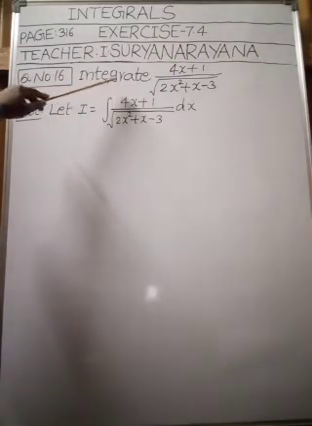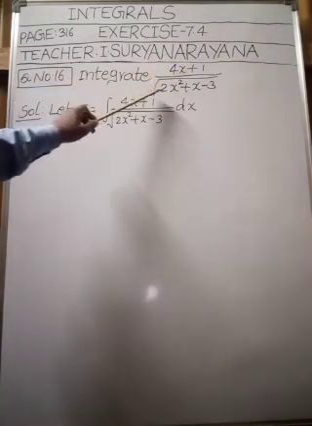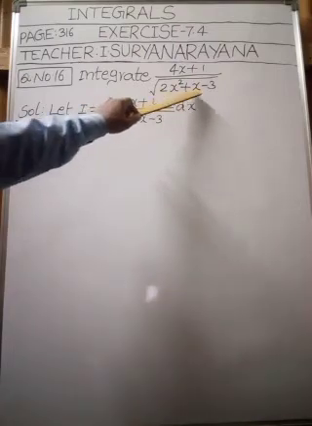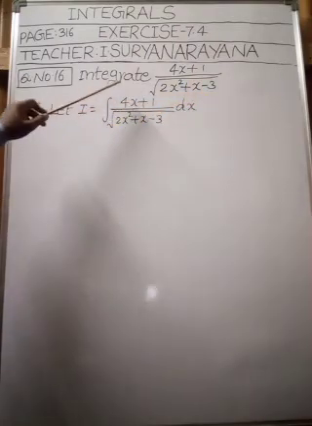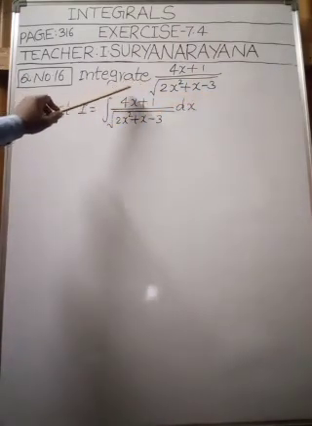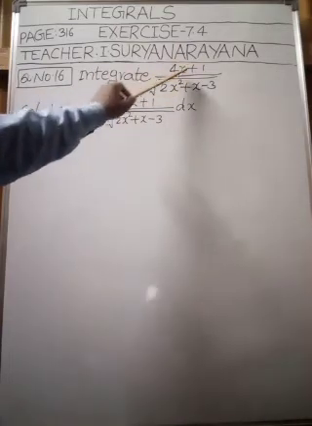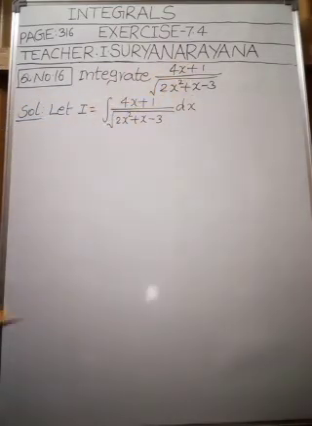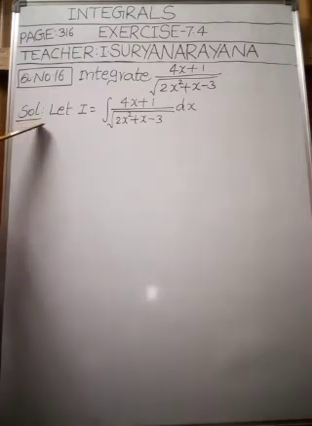Okay, my children. Integrate 4x plus 1 by square root of 2x square plus x minus 3. Understood this question, my children? We have to find the integral of this function. Okay, my children? Right. Come to the solution part.